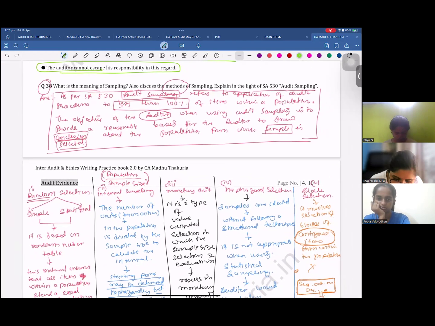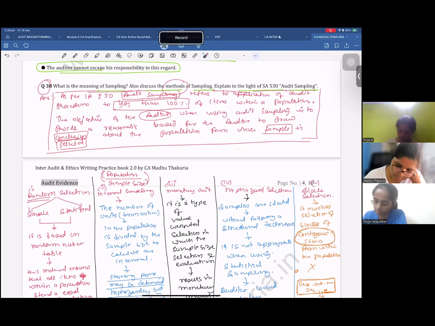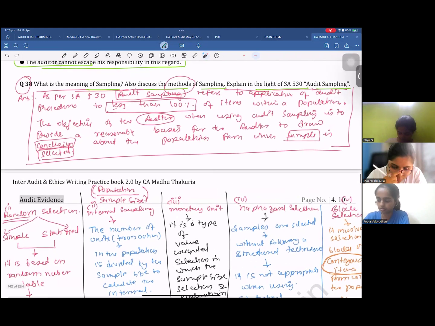Now comes: what is the meaning of sampling, and also discuss the methods of sampling, explain in the light of audit sampling. The big question, because you will have to explain all of it, all 5 of it, right? Sometimes this generic question doesn't come, but if it comes, at least we should be able to know how to write the answers, right? Will you write with me on this one? The question number 38. I will only write on the top of it because I can't rub this portion from the board. Okay, what is audit sampling?